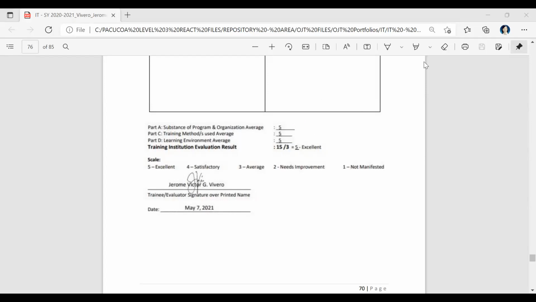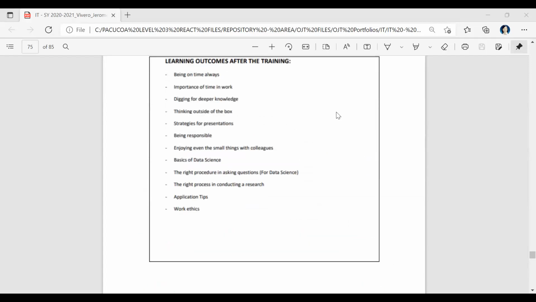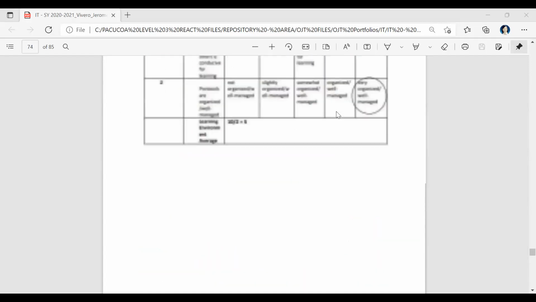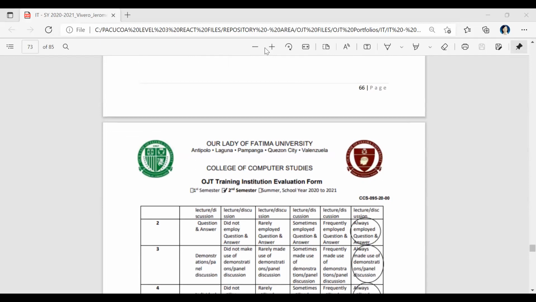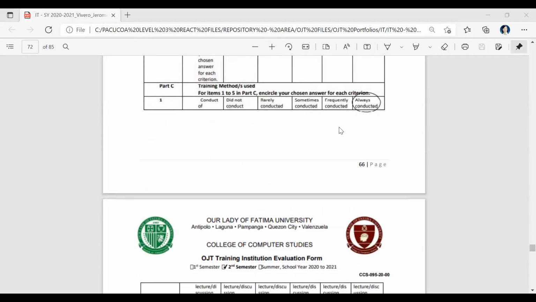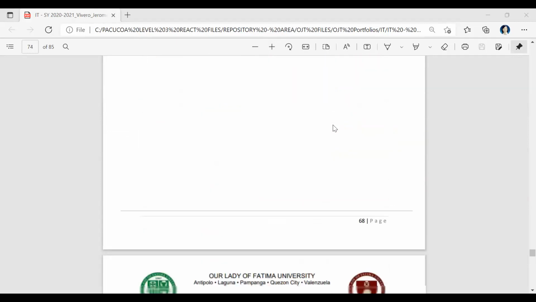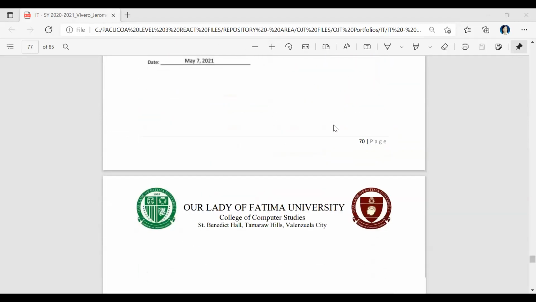So that's why it's 5, because part A, okay, so just get the results per part.